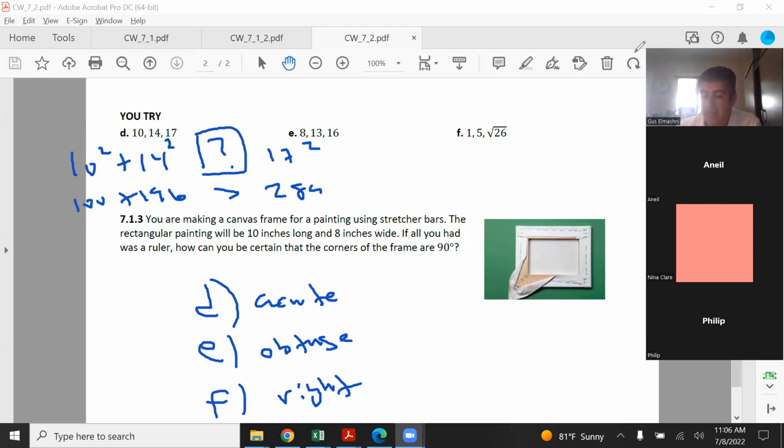For E, that's going to be obtuse because you have 8 squared plus 13 squared, which I believe is going to be less than 16 squared. And then you have 1 squared plus 5 squared, which adds up to 26. Root 26 squared is 26. So that's the right triangle.